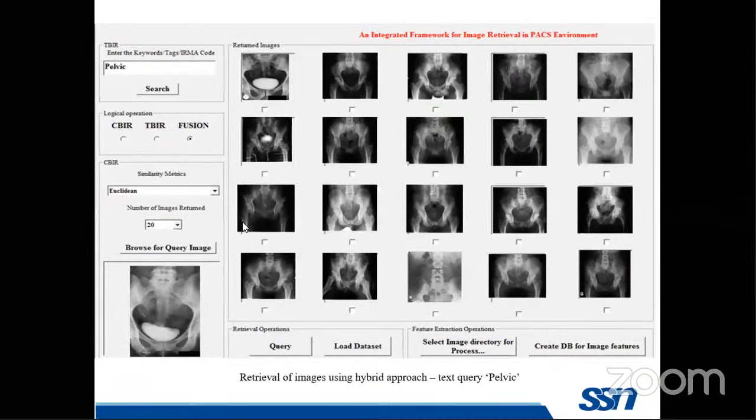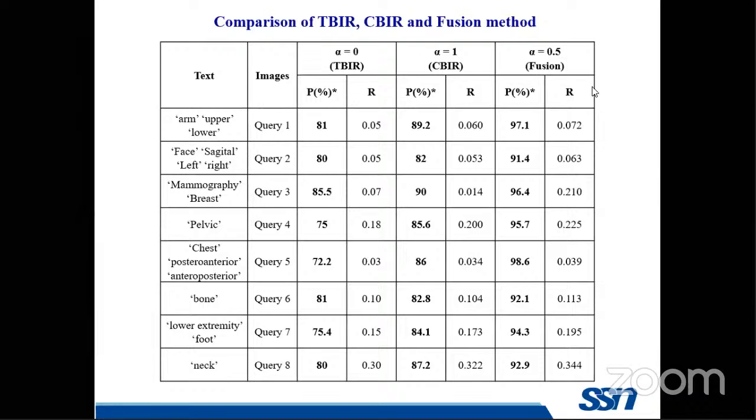This is again about the pelvis. The performance of my system is for different kinds of queries, starting from query 1 to query 8. For TBIR, when alpha is equal to 0, the precision is almost between 70 to 80%. Whereas in the case of CBIR, when alpha is equal to 1, it is giving 85 to 90%. And I am going for the fusion of these two approaches.